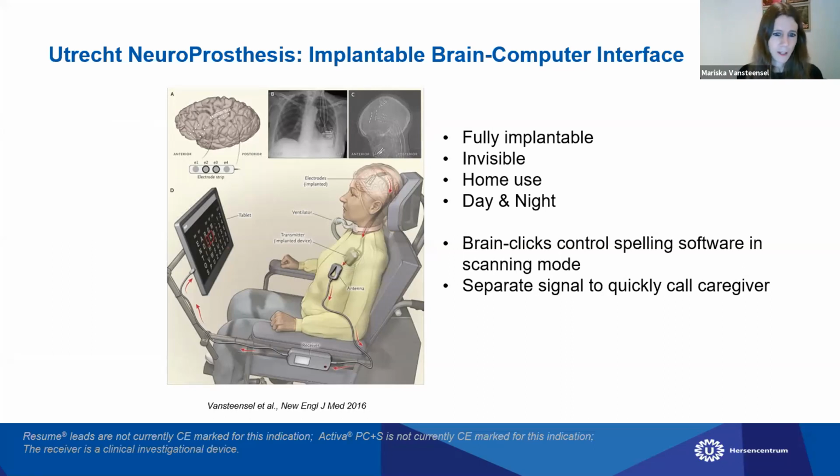And the system does that by providing the user with a brain click, which is basically a mouse click that can be generated with the brain signals. And that can be used to control spelling software that is set to switch scanning mode. So communication in this way is not very fast, but it has shown to be really reliable. Also, the system offers a separate signal that can be used to quickly call a caregiver when attention is needed.